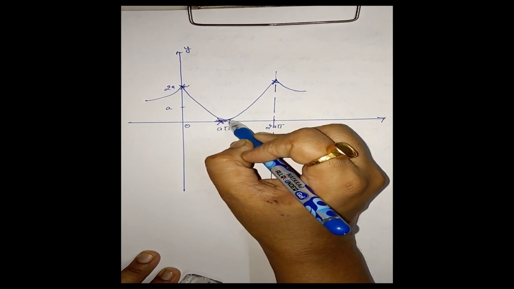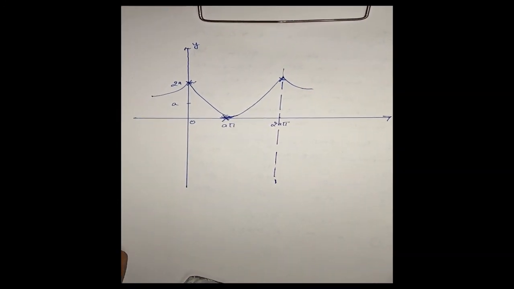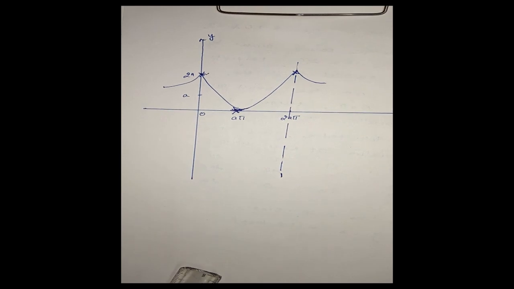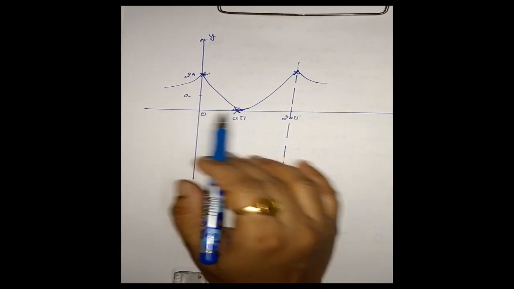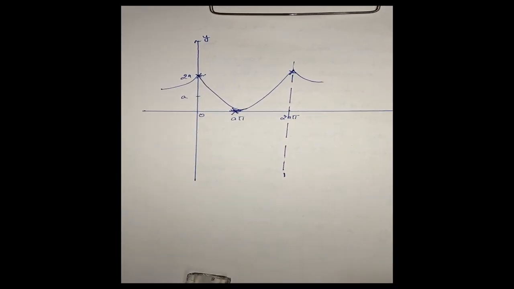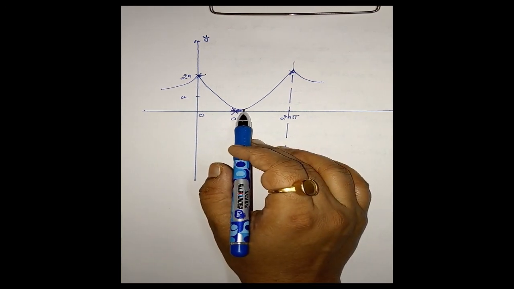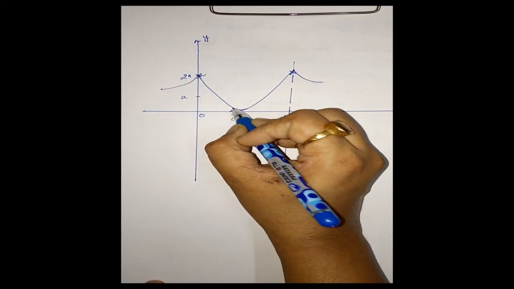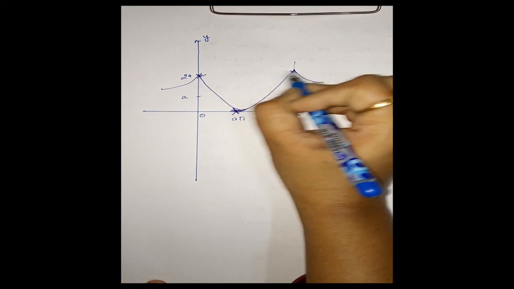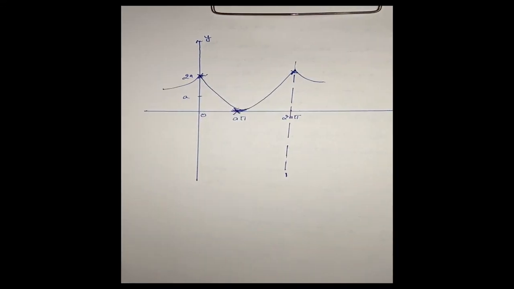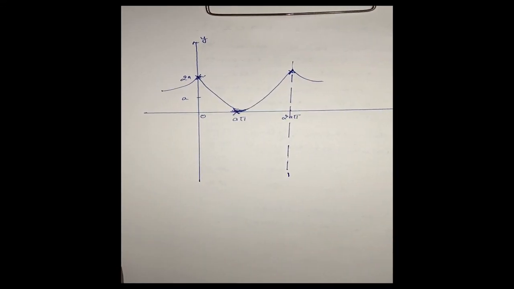This is how we have to trace the curve. Shape of the curve is like this. Okay, at these 2 points tangents are parallel to y-axis, and at this point tangent is parallel to x-axis, that means shape is like this, and here shape is like this. Okay, this is how we have to trace the curve.